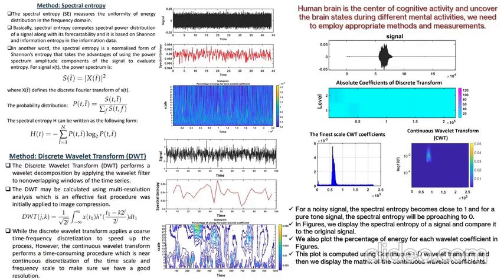We also plot the percentage of energy for each wavelet coefficient in the figures. This plot is computed using the continuous one-dimensional wavelet transform, and then we display the metrics of the continuous wavelet coefficients. Here we can see the results.